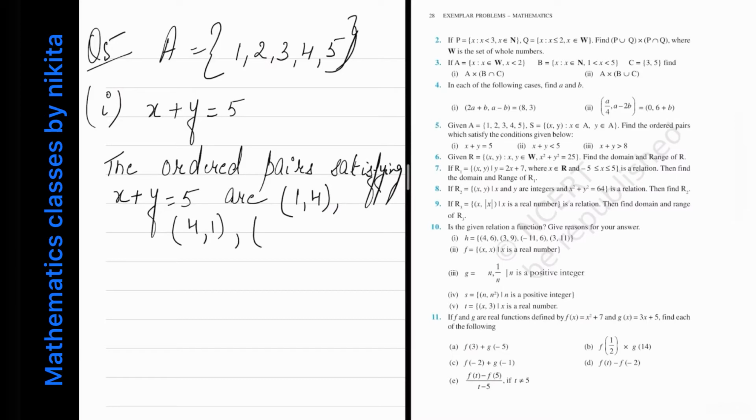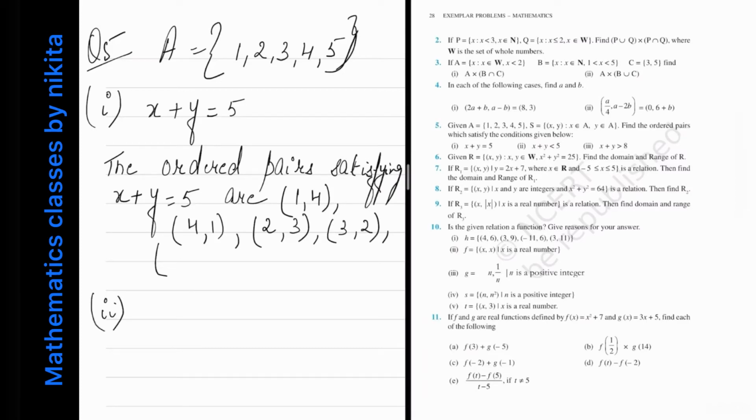Now next let's put x equal to 2. When x is 2, y will be 3 and both 2 and 3 are coming from A. So I'll write 3 comma 2 also. Now next I'll put x equal to 3. If x equal to 3, then y is equal to 2, that we have already written. Then if x is 4, then y will be 1, and if x is equal to 5, y has to be 0, but 0 is not there in the set A. So therefore these 4 ordered pairs are the only ones which satisfy the condition that x plus y is equal to 5. Okay, now let's see the second part.